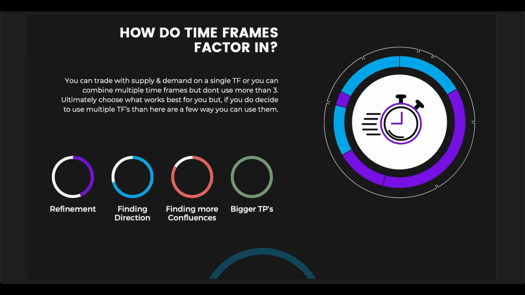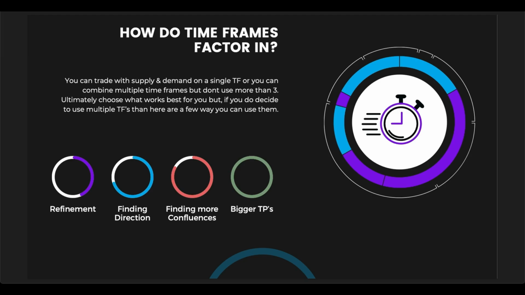But if you do decide to use multiple time frames, here are a few ways that you can use them. One, you can use different time frames to refine your points of interest, such as a fair value gap, an order block, whatever the case may be. Those would generally be called points of interest. Next would be finding direction. If you're trying to find the direction of where price is headed, you can use multiple time frames or even a single time frame to find the direction of where price is going, whether it's for the day, the week, or the month.